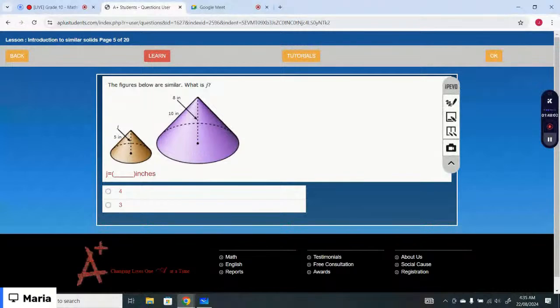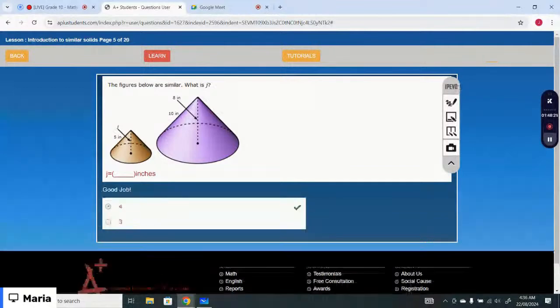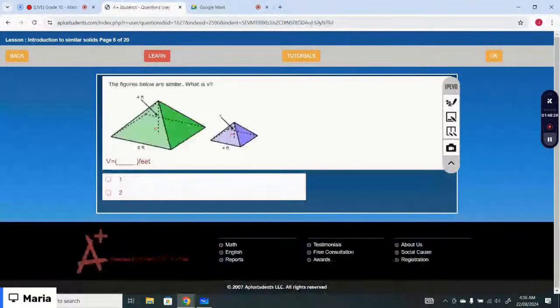The correct option is 4. Option number 1 is the correct option. The correct option is 4. The figures below are similar. What is V? So, which is the correct option?